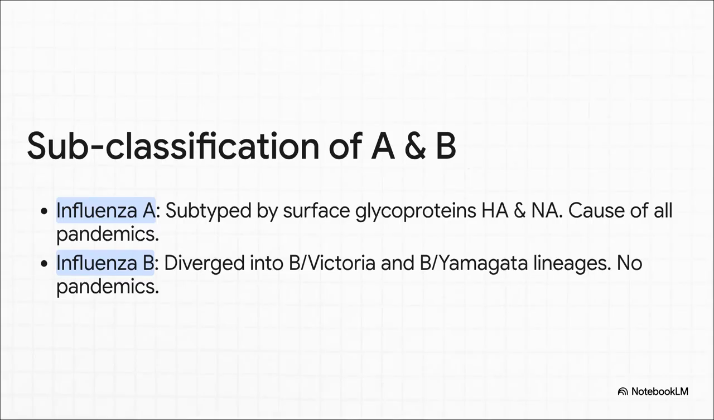But here's where it gets really interesting. The subclassification, especially for influenza A, is all about the surface proteins, HA and NA. These are the parts our immune system sees and targets. And because they're so variable, this is how the virus is constantly changing its disguise to evade us.